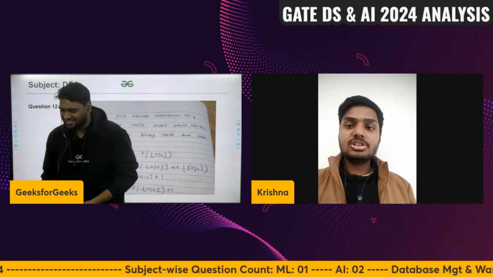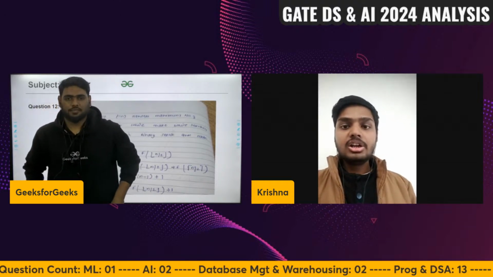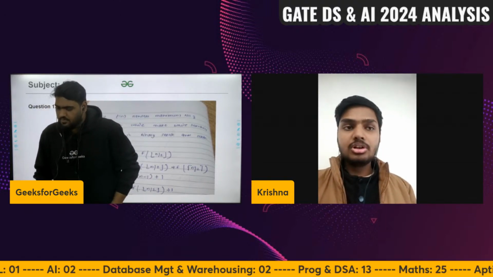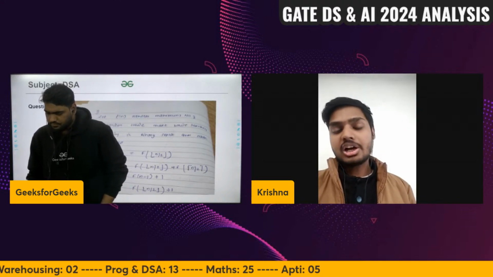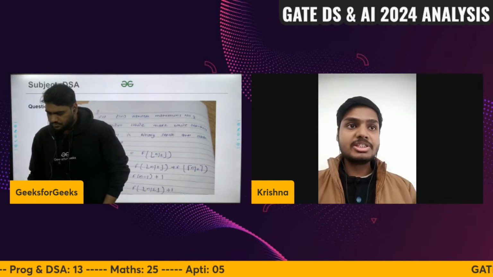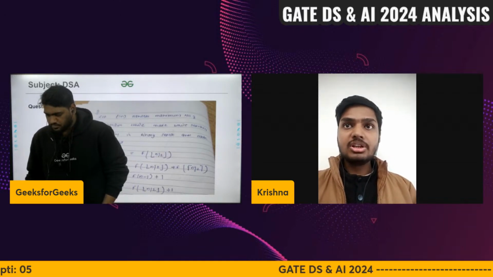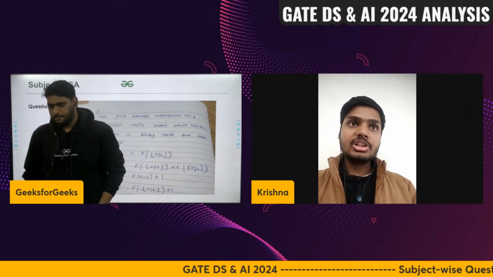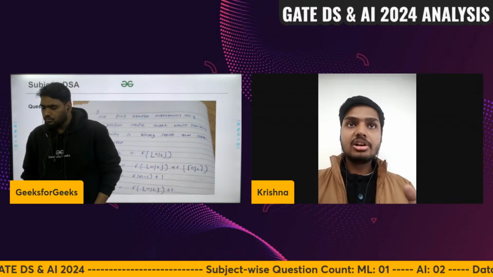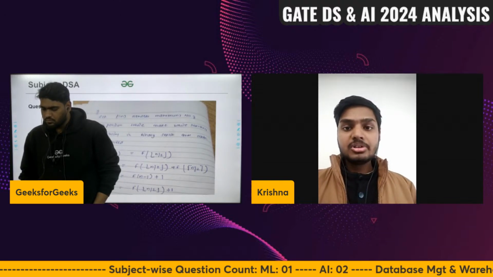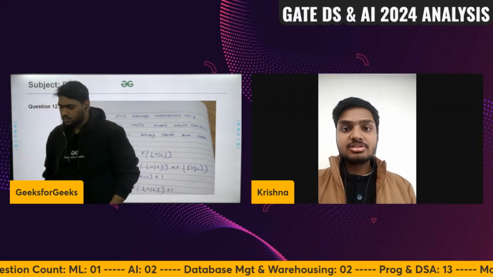Sir, the level of the paper is a little bit easy, and the intermediate part is not very tough for tech background students, because the questions asked in the exam are from the very basics. The DSA questions are very basic, and only a few questions are of intermediate level. I don't think there are many questions that are hard enough to solve. But the AI and ML part was a little bit less.